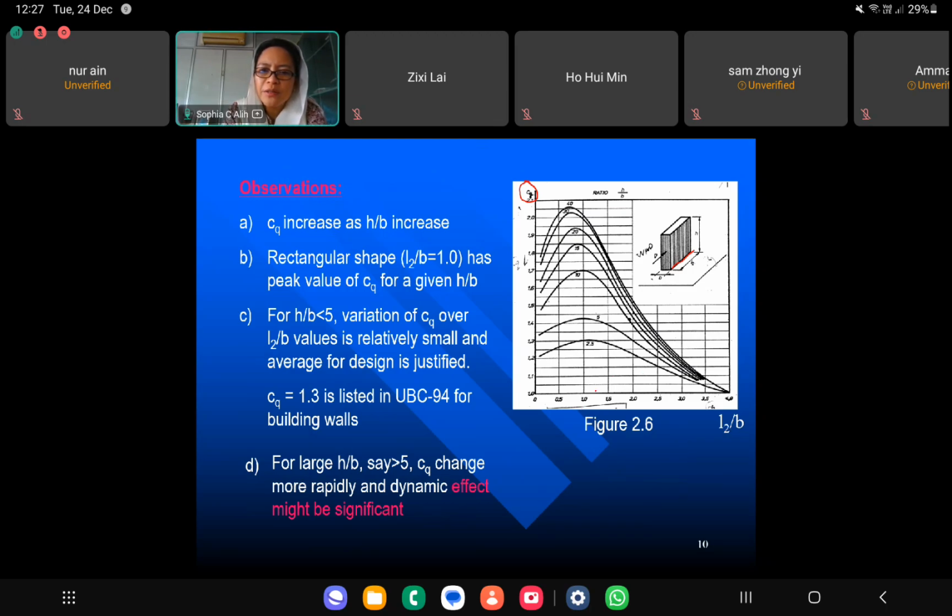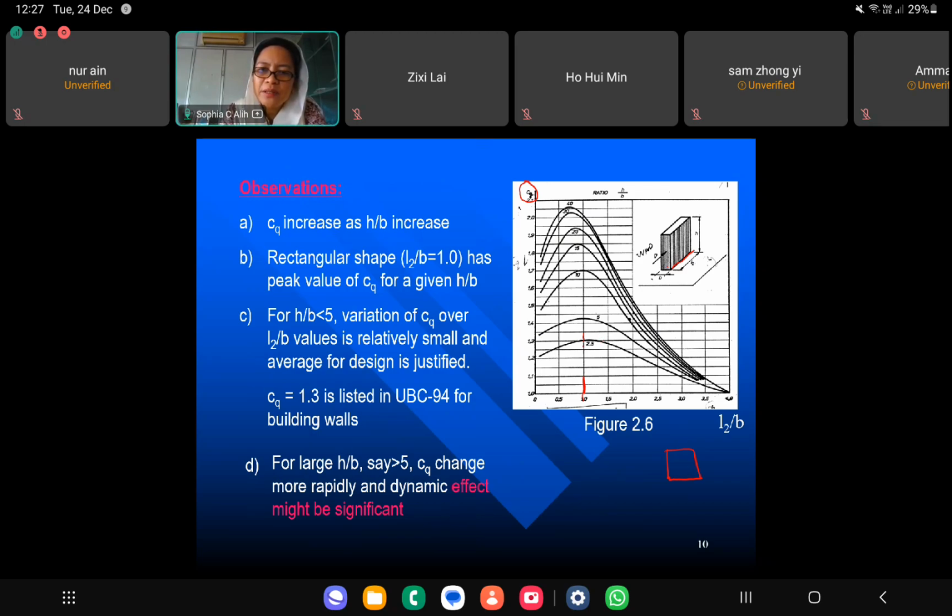L2 over B, if I take the ratio L2 over B equal to 1, meaning it is a square block, completely a square, L and B are the same. So if I have a square, as H over B increases, my CQ also increases. So what does it mean?